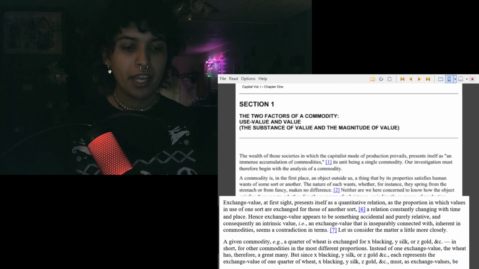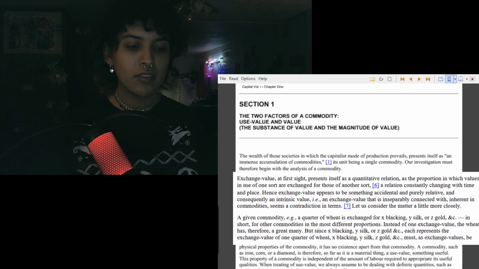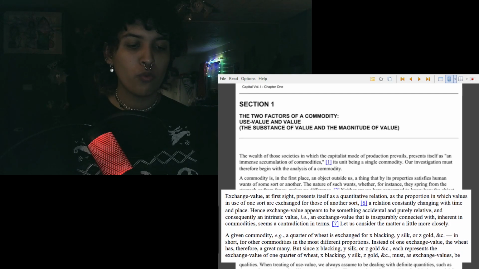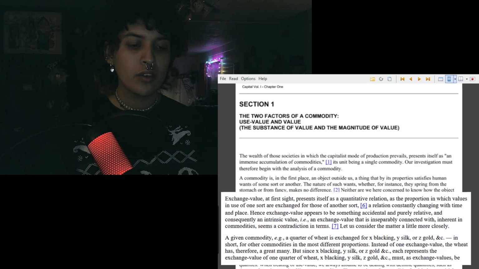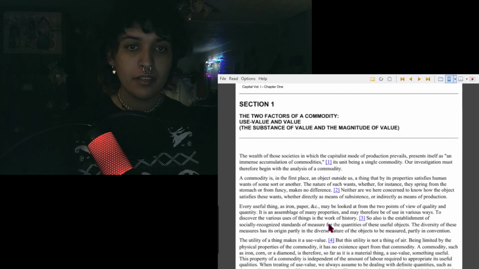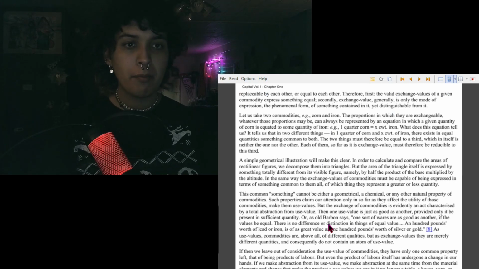A given commodity, a quarter of wheat, is exchanged for blacking, silk, gold, etc., in short, for other commodities in the most different proportions. Instead of one exchange value, the wheat has therefore a great many. But since blacking, silk, gold, each represents the exchange value of one quarter of wheat, blacking, silk, gold, must be replaceable by each other or equal to each other.